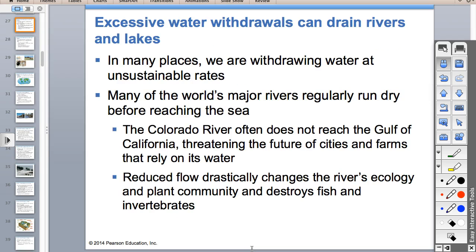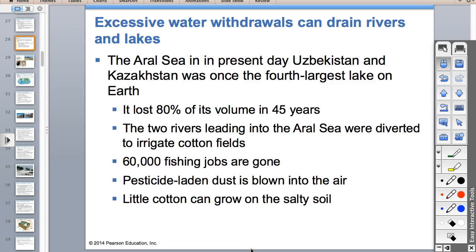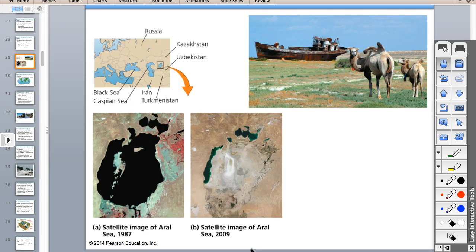Anyway, there's a lot of places where the major rivers don't actually reach the ocean. The Colorado River is an example because it's been dammed. I think it has like 20 dams on it. Maybe up to 30. The Aral Sea is kind of interesting, so let me show you what ended up happening there.